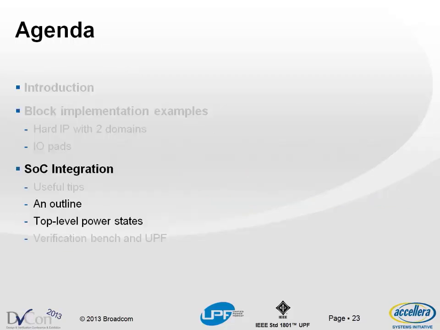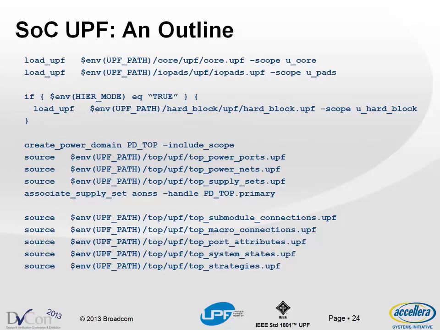So in summary, based on all these concepts, how would your top-level UPF look? We start off with some blocks. You have a core, pads, and you just load the UPF. Then, depending on what type of mode you want to implement, you could have additional Tcl variables that you would pass. In this case, I'm using an environment variable called hier mode. So if hierarchical mode is true, I load the UPF for a hard block.